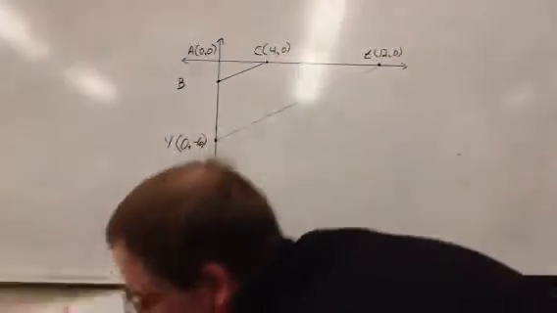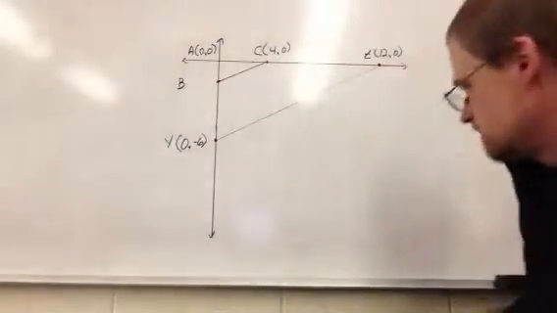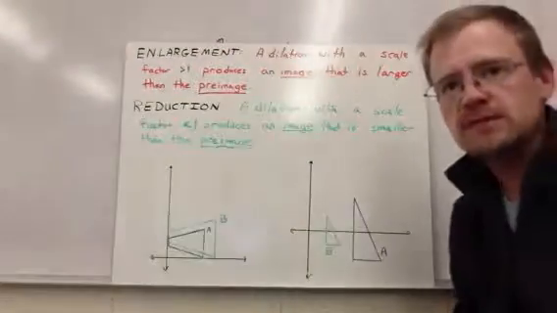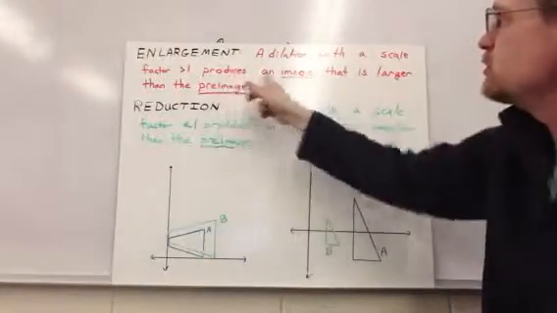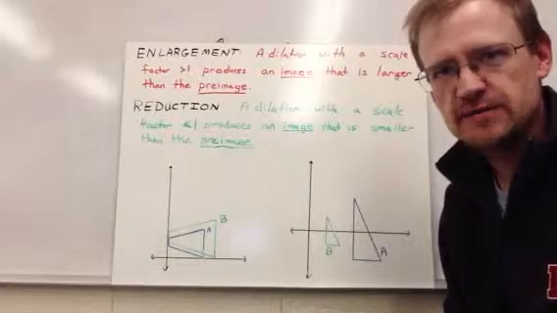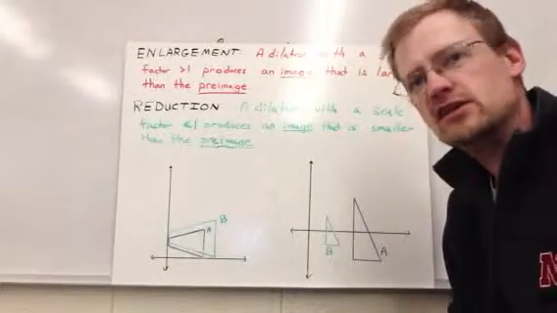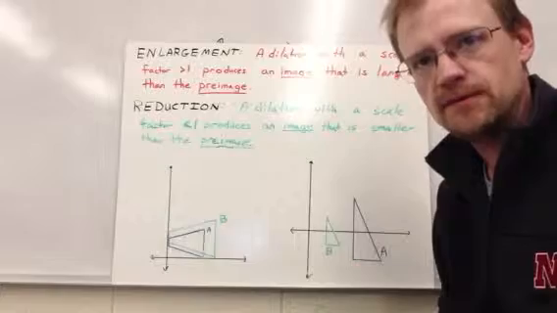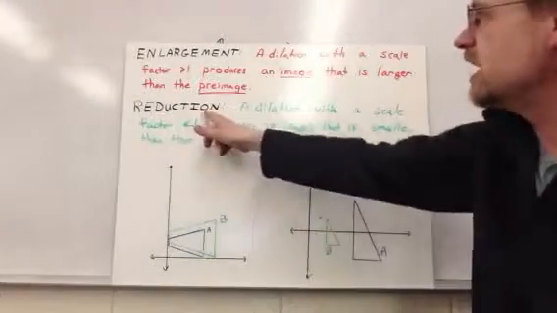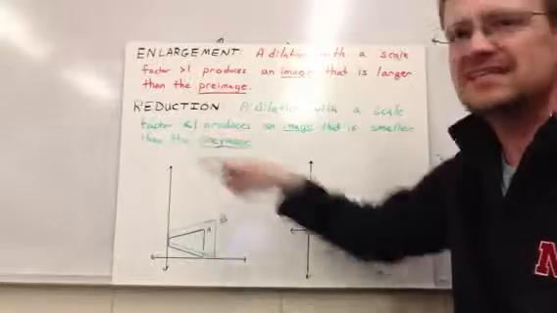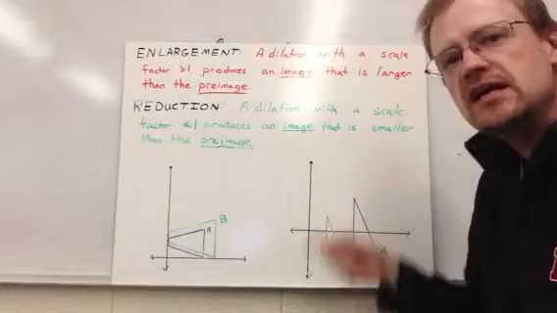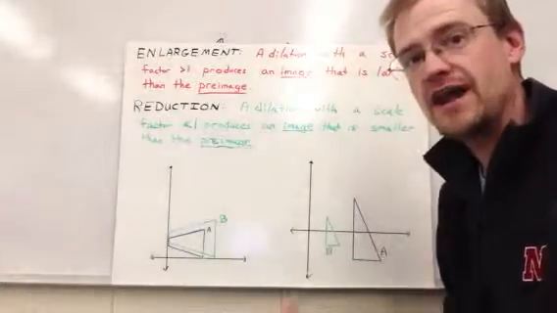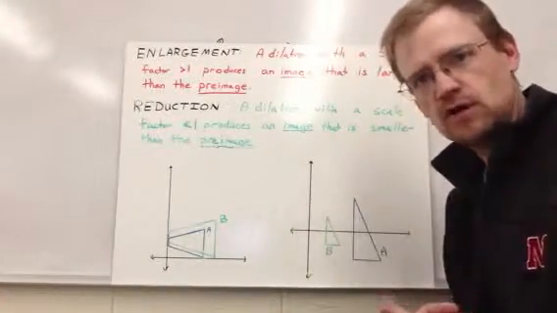Last set of definitions. An enlargement. An enlargement is a dilation with a scale factor greater than 1. It produces an image that is larger than the pre-image. And this kind of makes sense. If we took all the sides times 2, we're going to end up with a bigger image. A reduction is a dilation with a scale factor less than 1. It produces an image that is smaller than the pre-image. If we took all the lengths times a scale factor of 1/2, we're going to end up with smaller sides.